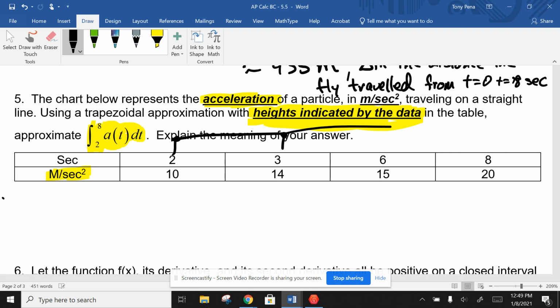That is not unusual. If you're not told how many trapezoids to use, it is implied that you do a trapezoid in every single interval. So we go from 2 to 3, and then to the 6, and then to the 8. So this should give us 3. If you're ever not told how many trapezoids to use, you're going to do one in every single interval. All right? It's implied.